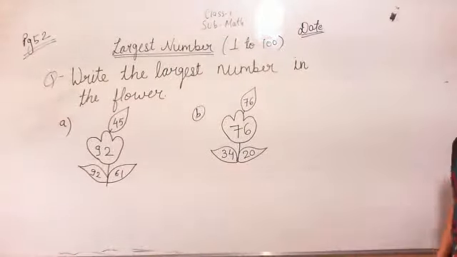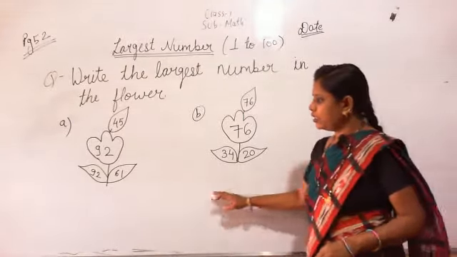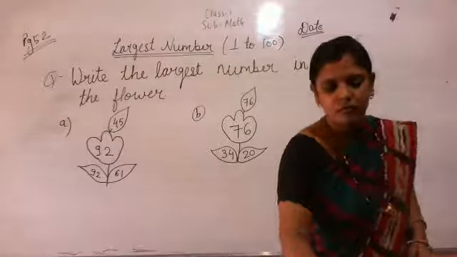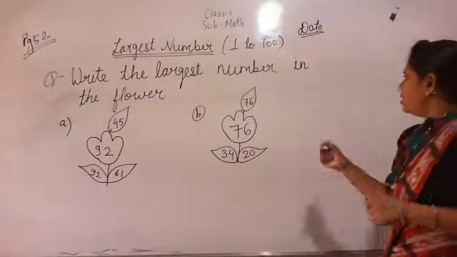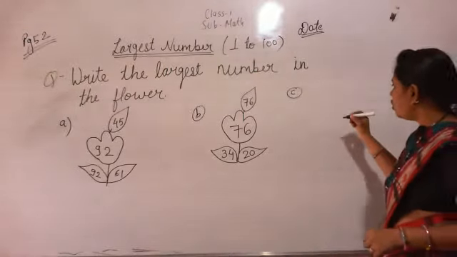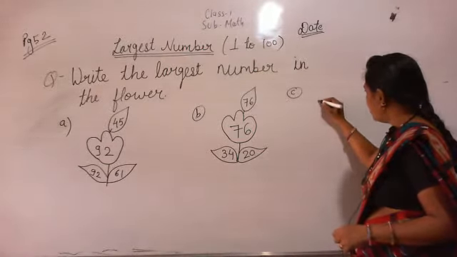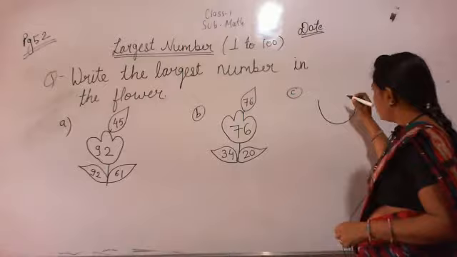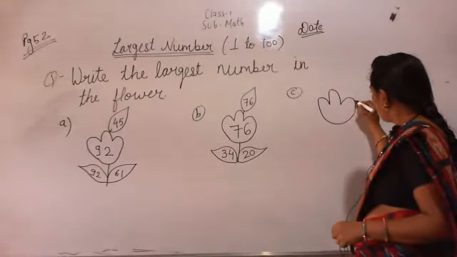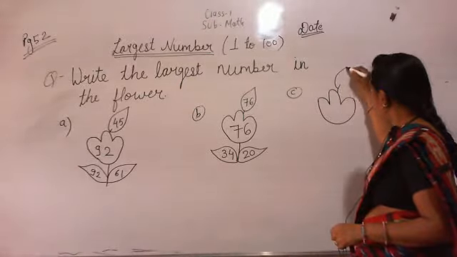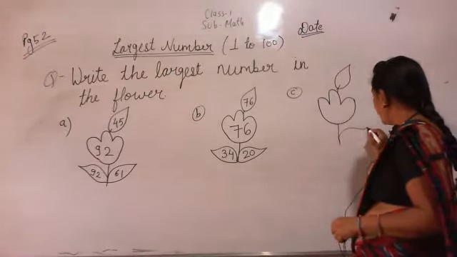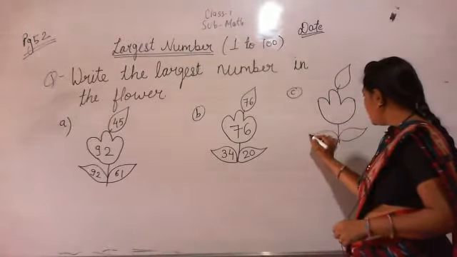Done? All of you have copied the two questions. Have you written it? Okay, now see. Again draw one flower. Then draw here one leaf. Then here one stem. Then draw one leaf and another leaf.